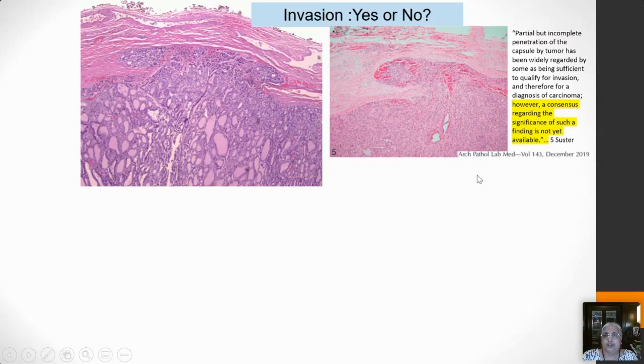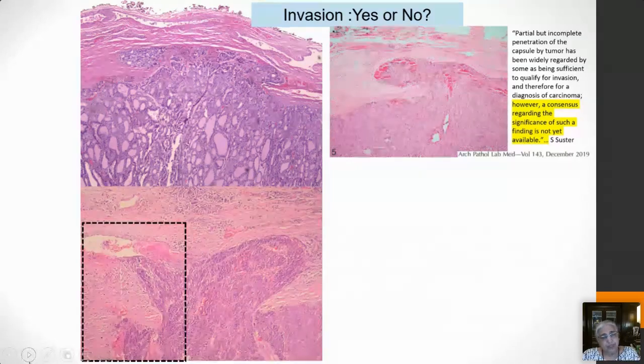There's a hook-like lesion. And he says partial but incomplete penetration of the capsule by the tumor has been regarded as being insufficient to qualify for invasion, and therefore for a diagnosis of carcinoma. However, a consensus regarding the significance of such a finding is not yet available. So, I don't know. If you ask me, my personal opinion is that I would call this a minimally invasive follicular carcinoma.